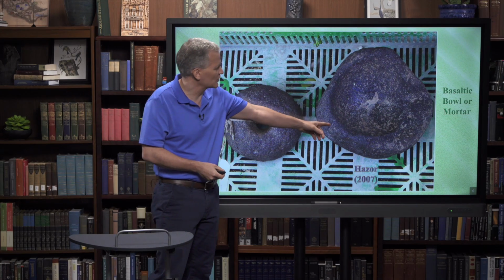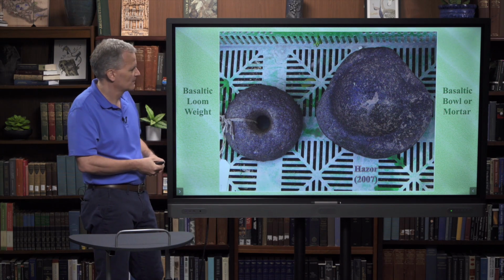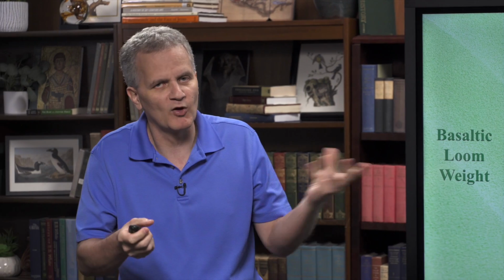Then here we have a basaltic bowl or mortar. And again, these are both from the site of Hazor. So probably this is a mortar. It could be a bowl. I can't see the bottom of it, but it's probably a mortar where with a pestle you can break something down. So for example, you would have grains that you'd break down into smaller sizes to be able to make bread or whatever. So there are lots of different purposes for these kinds of things. And the fact that these are black basalt shows you that this is a rock that's connected with volcanic activity.